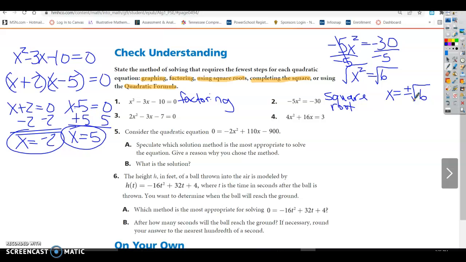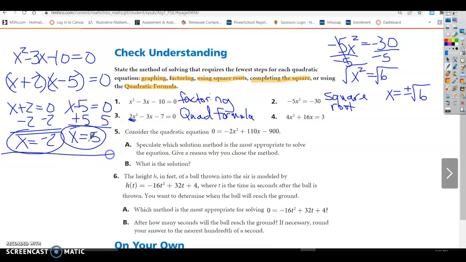All right, number 3, I've got 2x squared minus 3x minus 7. If I try to factor it, 2 times 7 is 14. Is there a difference of 3 there? So 14 is either 1 and 14 or 2 and 7. Neither are 3 apart. So for this one, I'm going to use quadratic formula, because this is not a perfect square, okay?